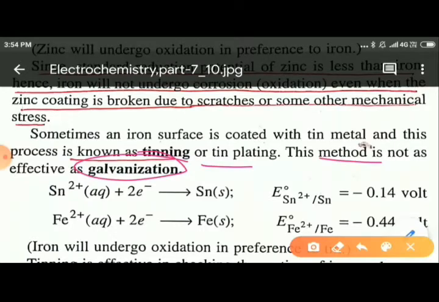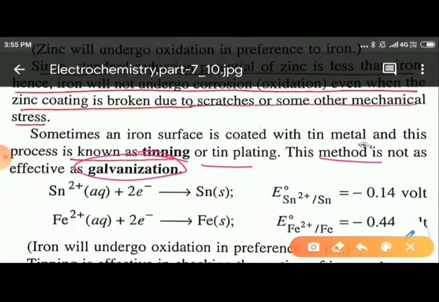In the case of galvanization, even if the coating of zinc is scratched, the iron or the particular metal is still protected from rusting. But in the case of tinning, that is tin plating, if the layer of tin gets scratched or removed by mechanical energy, then the metal starts to participate in corrosion. That is, if the iron is there, it participates in rusting.